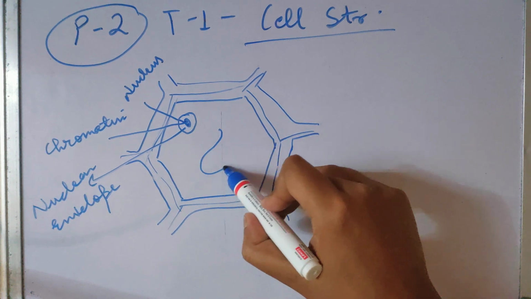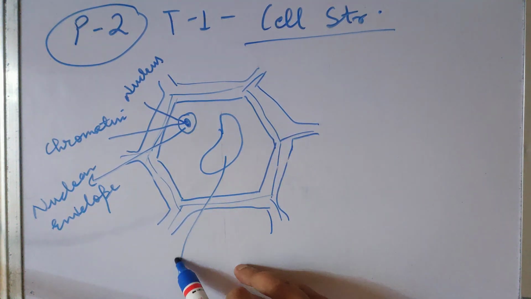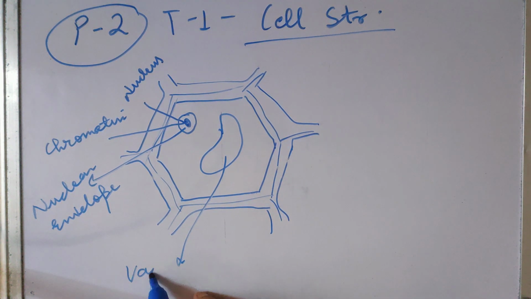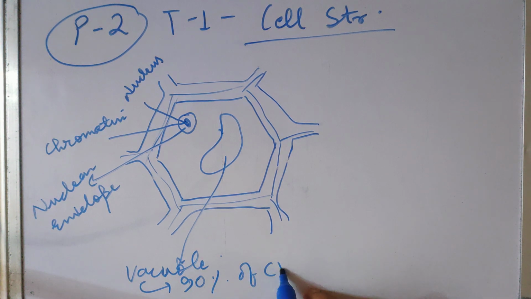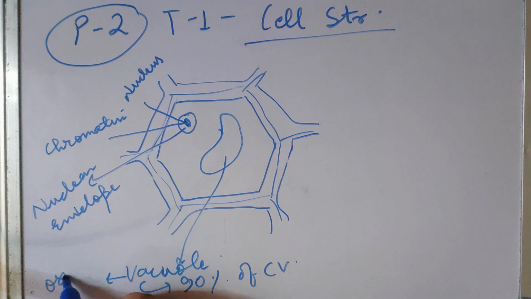There is a large central vacuole, as you know, in plant cell. Vacuole, and it occupies around 90% of cell volume. And what does it do? It performs osmoregulation.